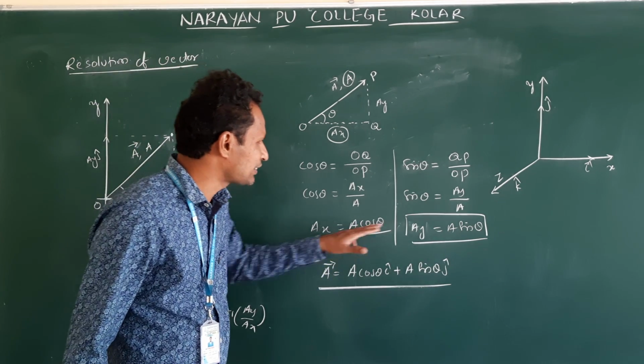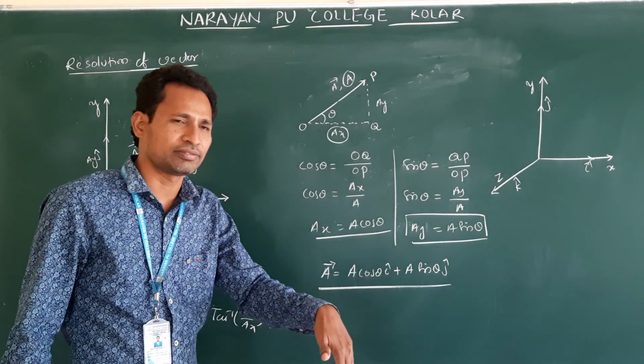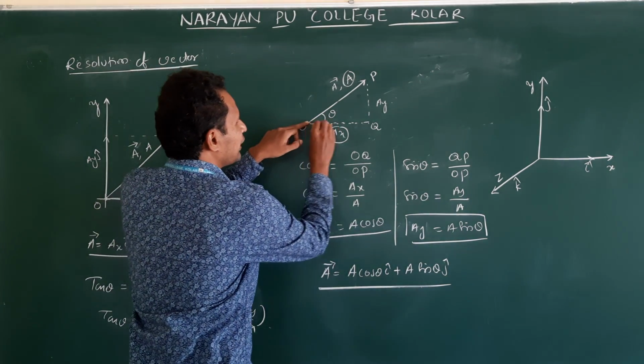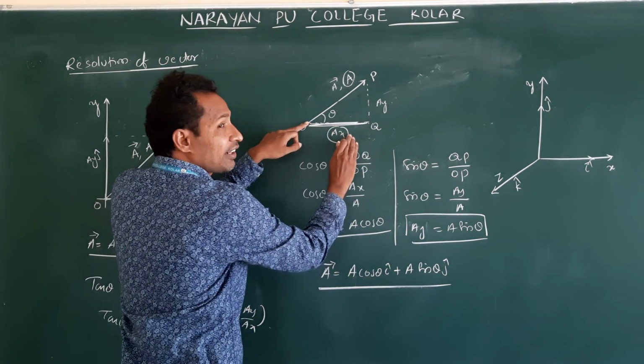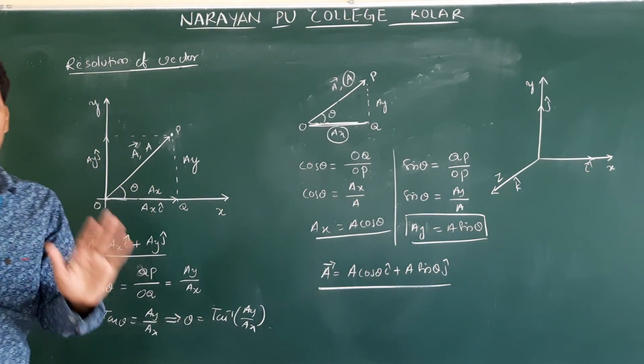Don't confuse cos theta and sin theta. Theta subtended side is always cos theta. That's all. This is theta subtending with the x-axis. This side is cos theta. The other side is sin theta. That's all. This is the very simplest way to remember components.